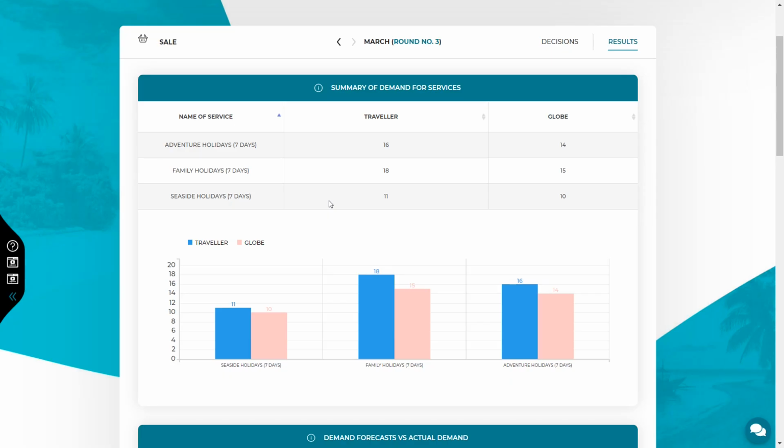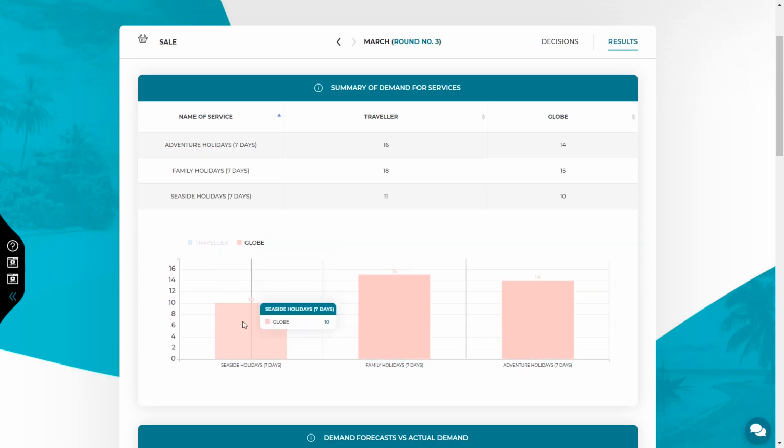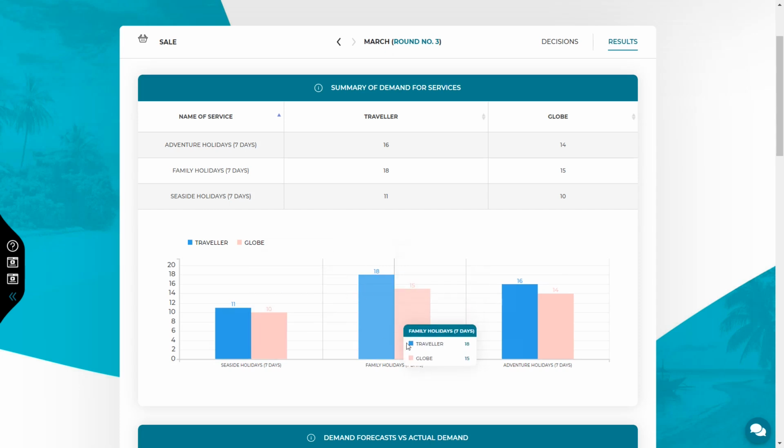Let's now analyze our case. We have two companies on the market, Globe and the Traveler. In the previous round, both companies were selling 3 services. If we include both teams in the chart, we can compare the demand for individual services.